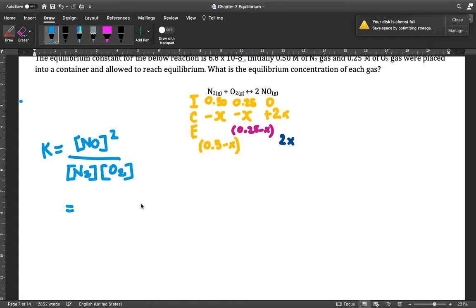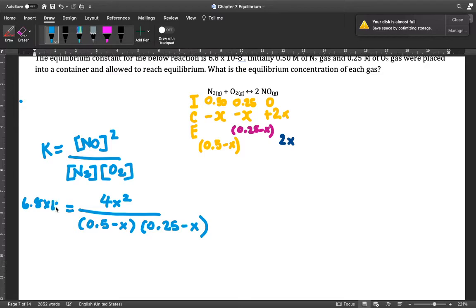For NO, I know that the concentration of that is 2x, so all of 2x is going to be squared. That's going to give me 4x squared divided by 0.5 minus x and 0.25 minus x. And my K value given in the question is 6.8 times 10 to the power of negative 8.